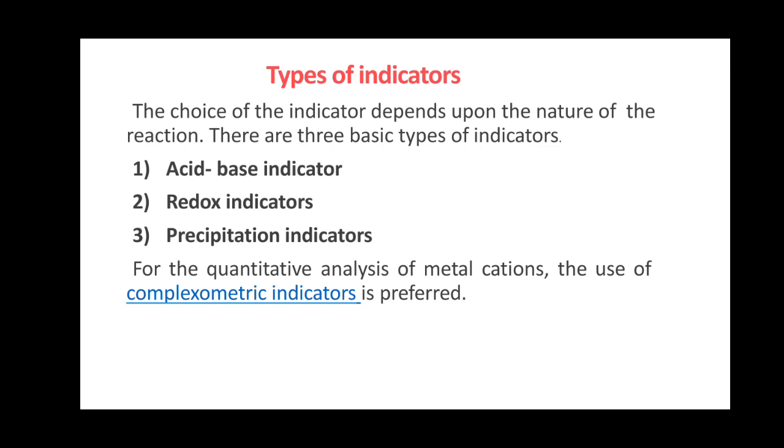The choice of the indicator depends upon the nature of the reaction. And there are three basic types of indicators: acid-base indicators, redox indicators, and precipitation indicators. So for the quantitative analysis of metal cations, the use of complexometric indicators is mostly preferred.